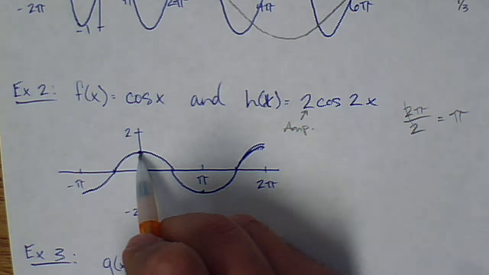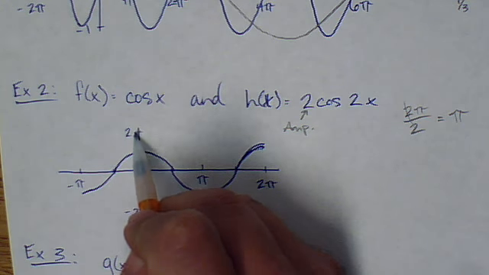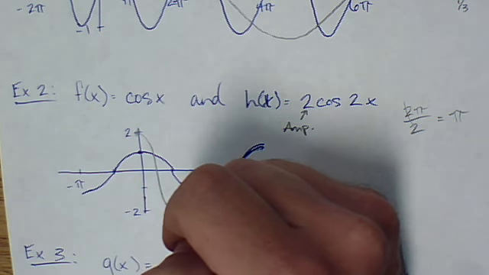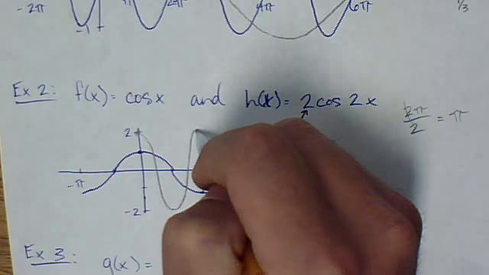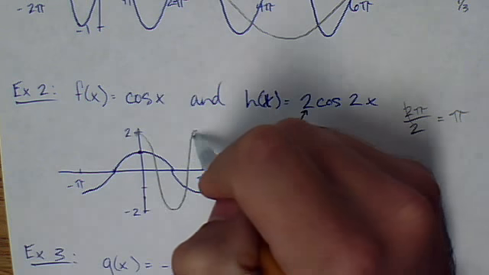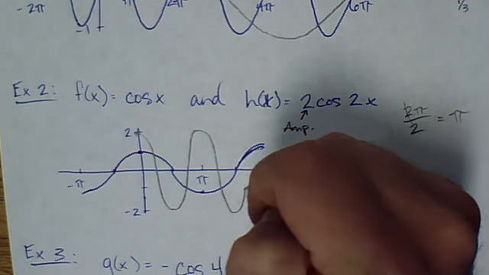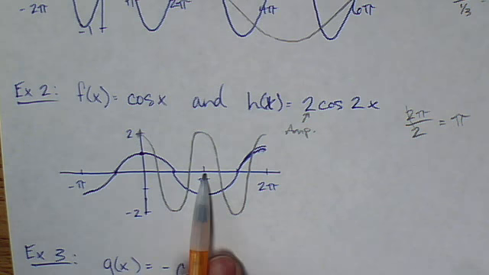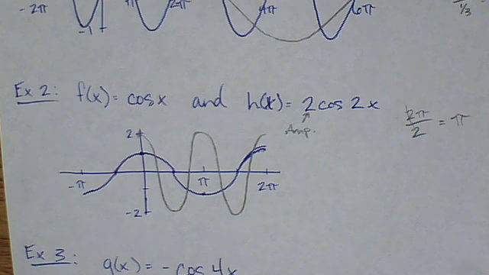So this same graph, instead of starting at 1, it's going to start up here at 2. And it's going to complete a cycle in just pi. And then we can do it again. There's 2 pi. So every pi, it completes a cycle.